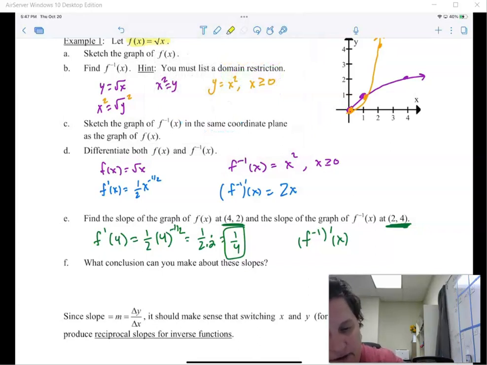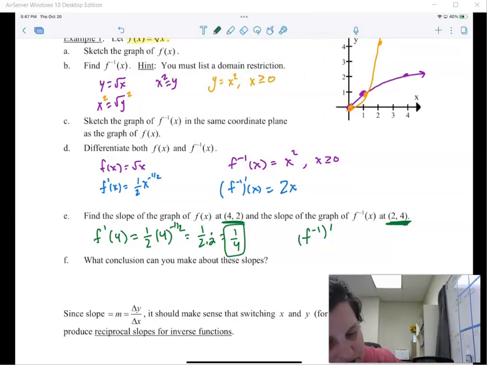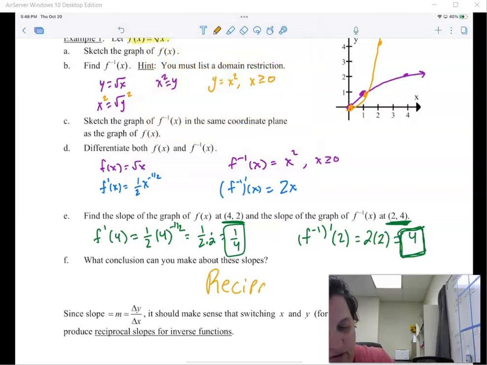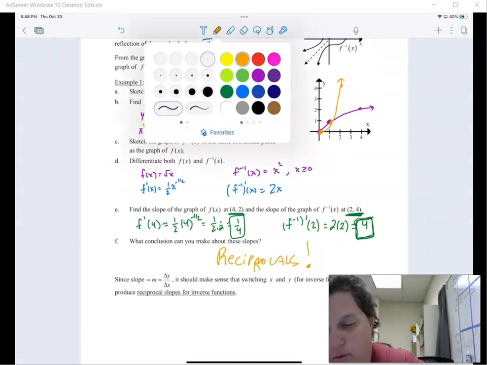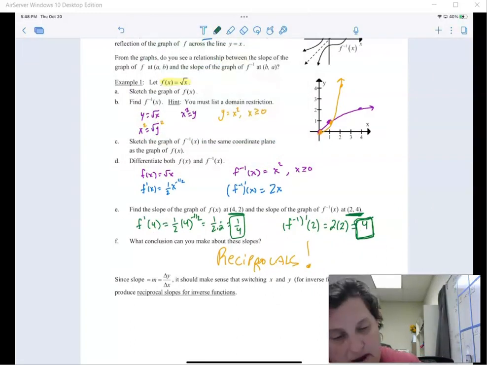So actually, I want to plug in the x coordinate right here, which is 2, equals 2x, which is 4. What conclusion can you make about these slopes? Oh my goodness, guys, they are reciprocals. Okay? This is just an example to teach us that at any given point, whatever we got here, let's just use like that point, the reciprocal slope will be there on the opposite point.